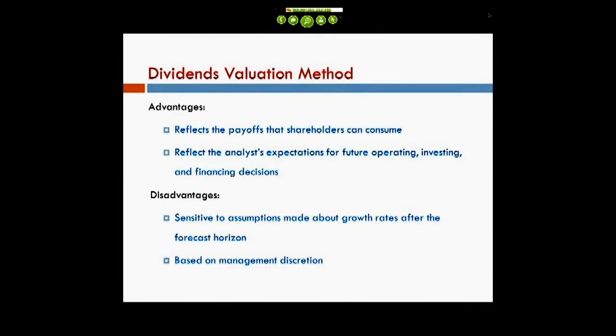Okay, the advantages of using the dividend valuation model versus the other equity models. One, it's the most pure way to calculate things. It's about the money being paid to shareholders, and that's what it's all about. It should reflect all of the analysts' expectations for the future, at least for the next 5 years.